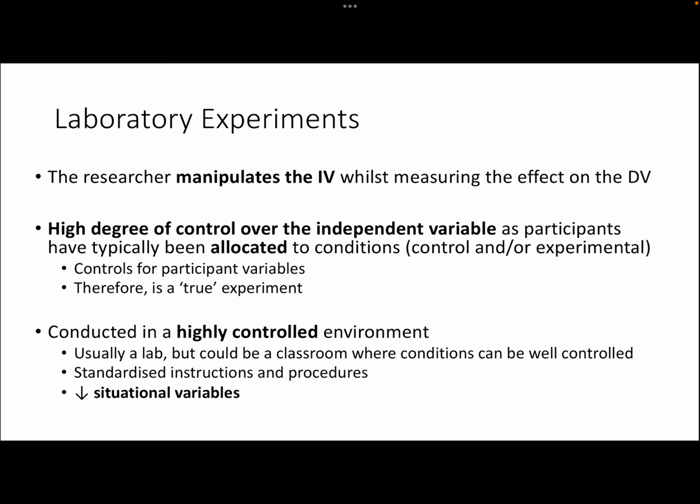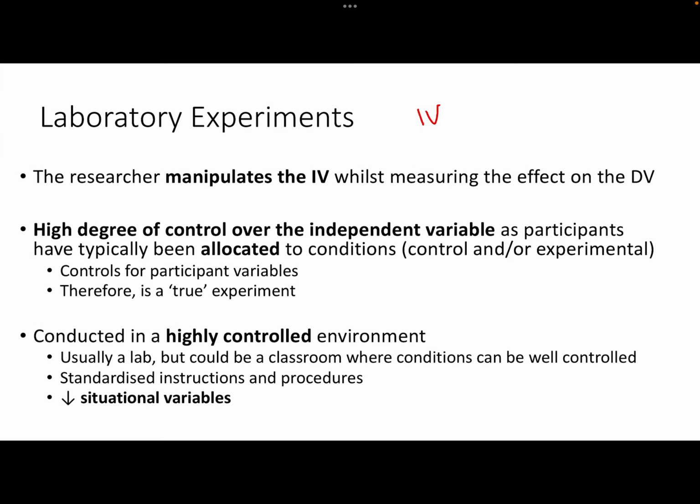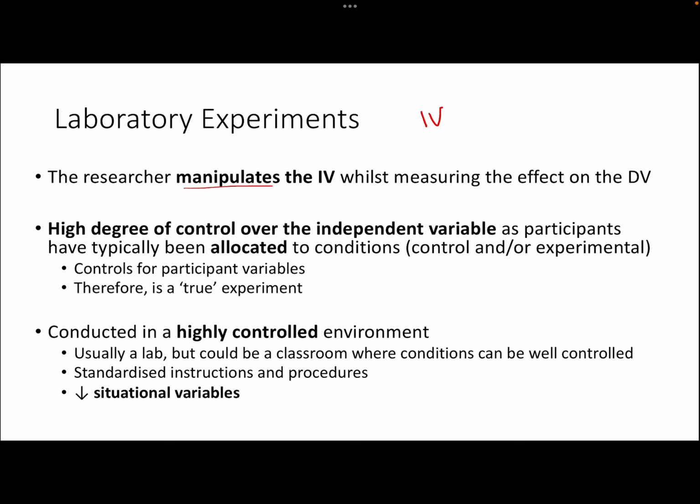A lab experiment is probably the most common type of experiment that you've encountered so far in the A-level specification. A lab experiment is where the researcher is manipulating an IV and then they simply measure the effect on the DV. In this type of experiment, the experimenter has a high degree of control over the independent variable. They have controlled participants' allocation to conditions.